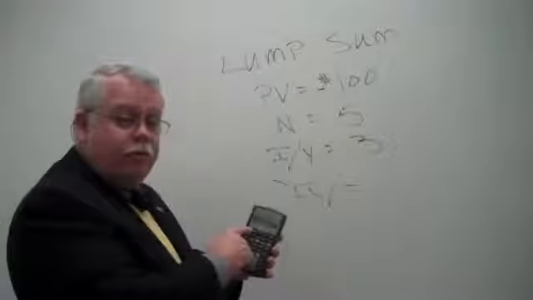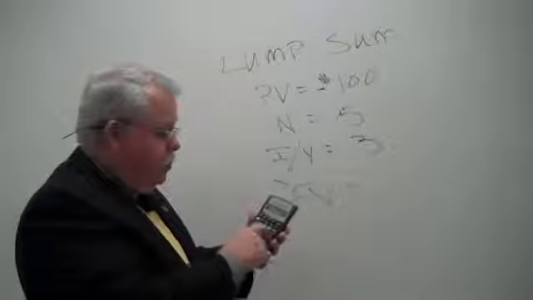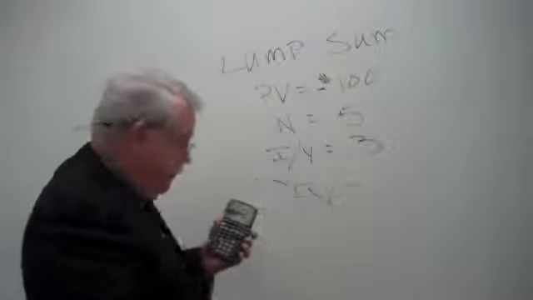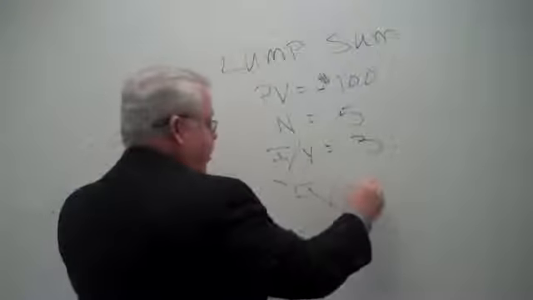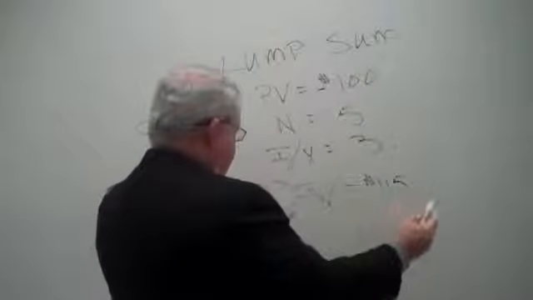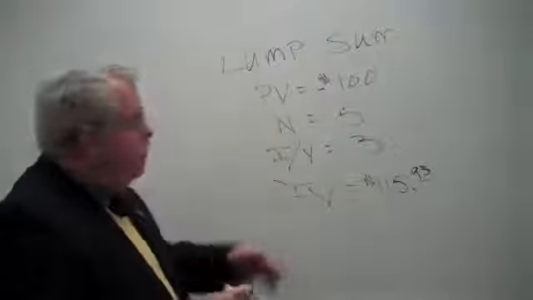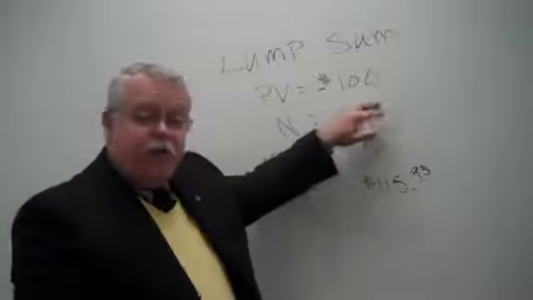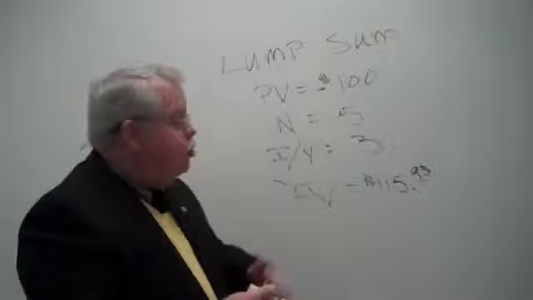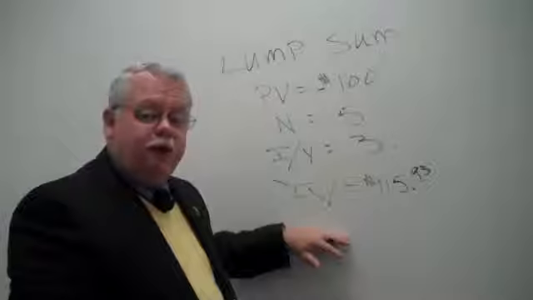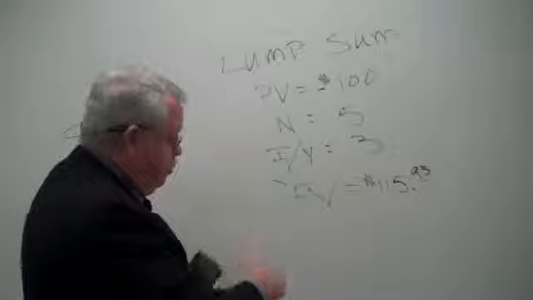And then I'm going to use the compute button, CPT, up at the top left corner of the calculator. Compute the future value. And what I get here for future value on my calculator is $115 and about 93 cents. Okay? So if I put that $100 in the bank, I leave it there for 5 years earning 3%, it will grow to become $115.93. I knew the present value, I wanted to learn the future value. Pretty straightforward calculation. We'll see some more of those as we go along.